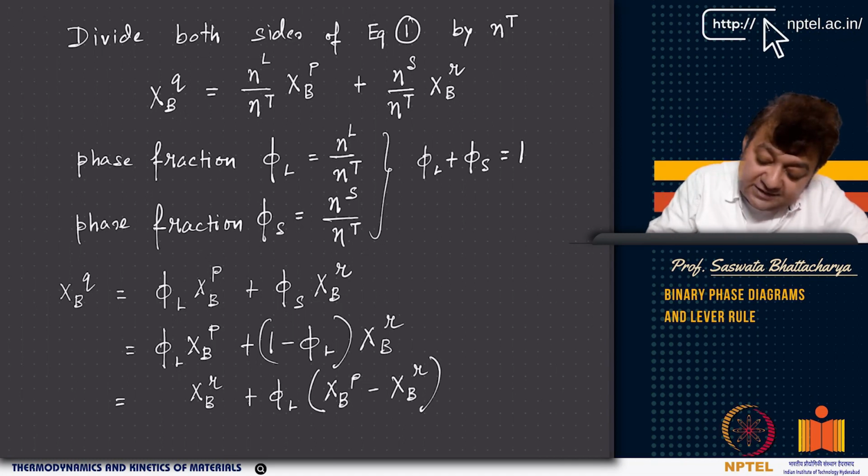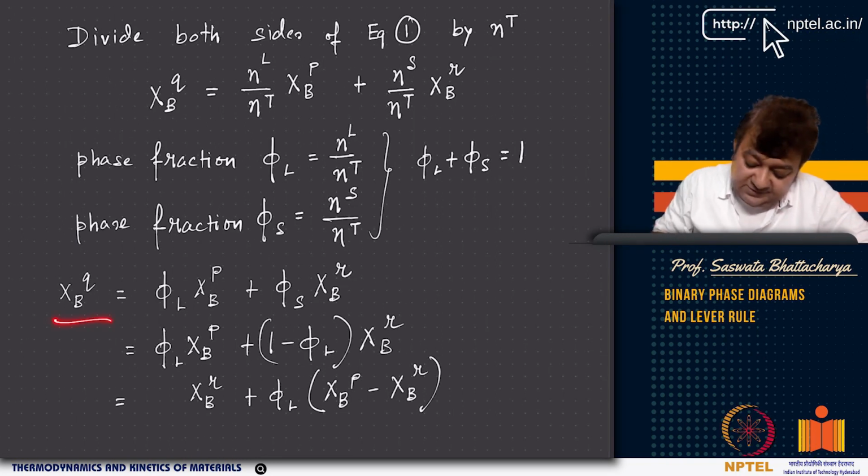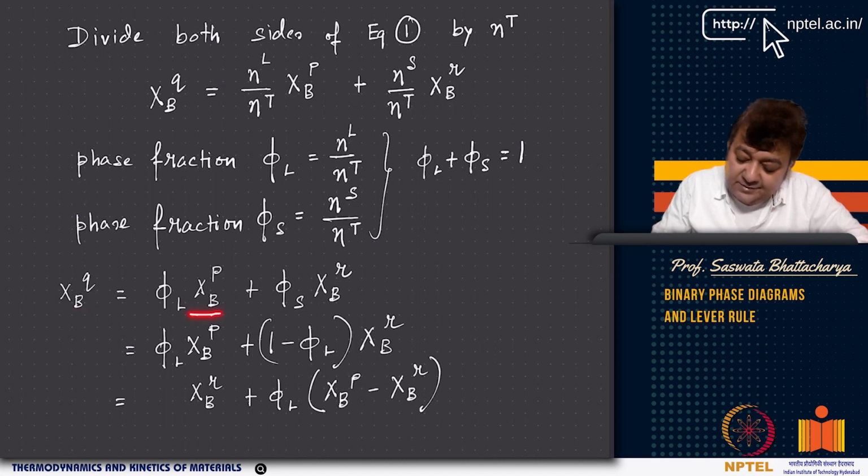Now if you divide both sides by NT, you get XBQ equals NL by NT times XBP plus NS by NT times XBR. Phase fraction phi L is NL by NT and phase fraction phi S is NS by NT. So XBQ is phi L XBP plus phi S XBR. Phi L plus phi S equals 1. So you can now write XBQ as phi L XBP plus 1 minus phi L times XBR.